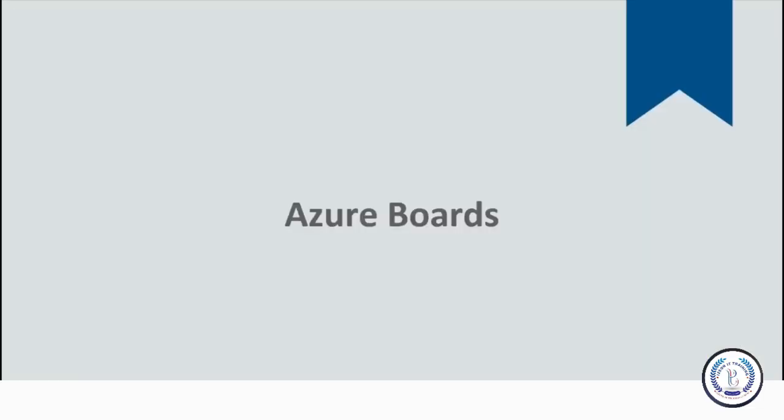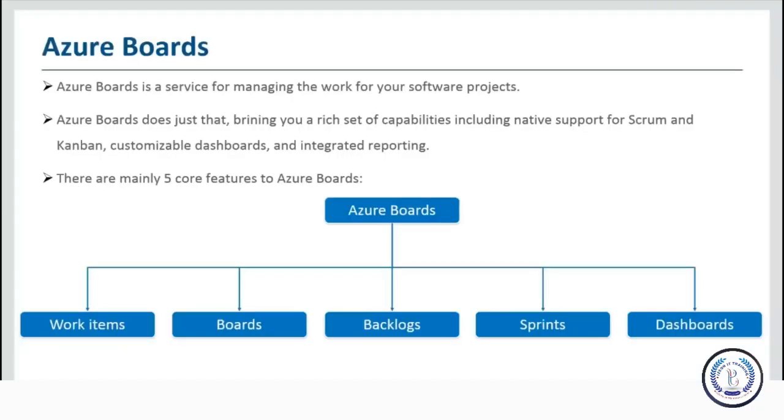Now let's look at some more things. First thing, as I said, is Azure Boards. We have 5 different components as part of Azure Boards. As I said earlier, Azure Boards is a service for managing the work of your software project, which means you want to create some, let's say, epics. You want to create some features, some tasks, some product backlog items. You want to create some bugs. All this can be handled in Azure Boards.